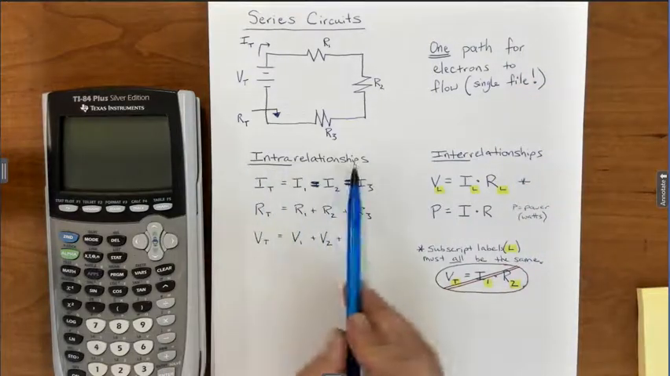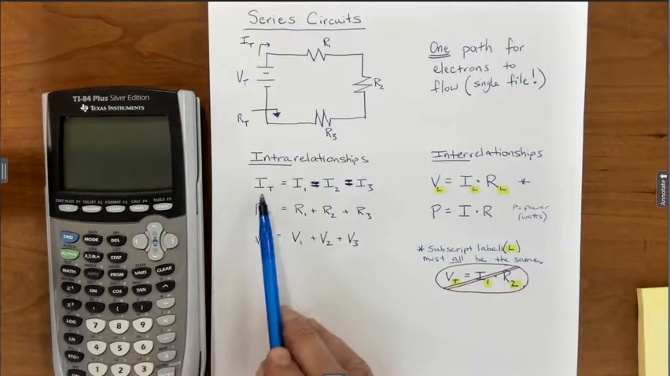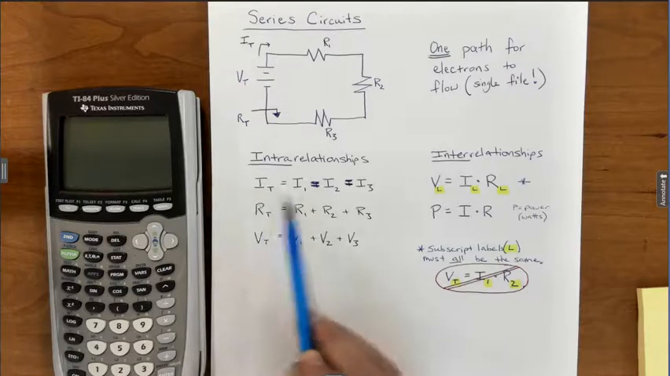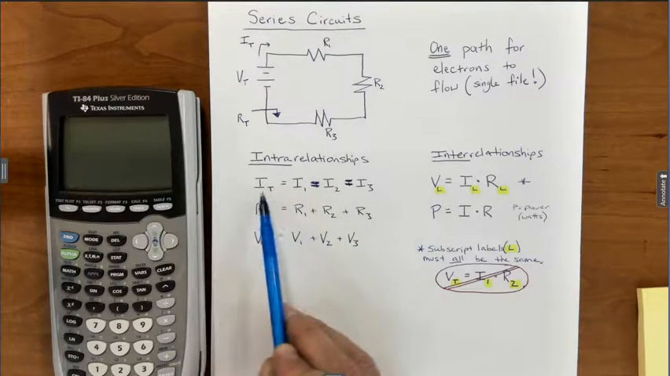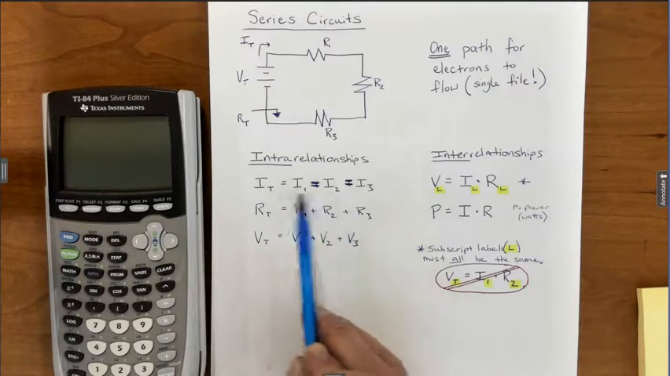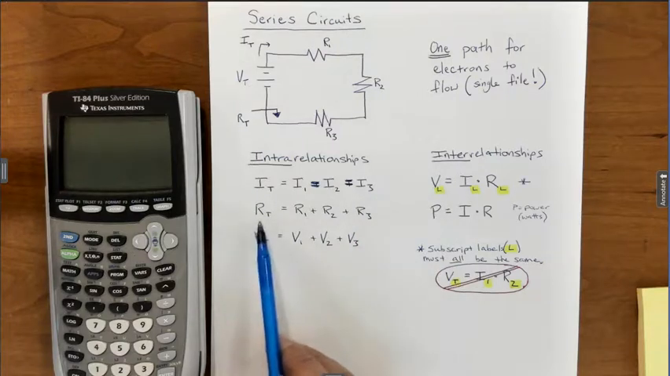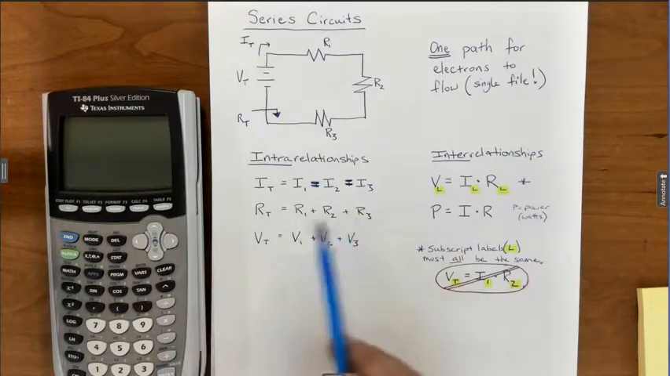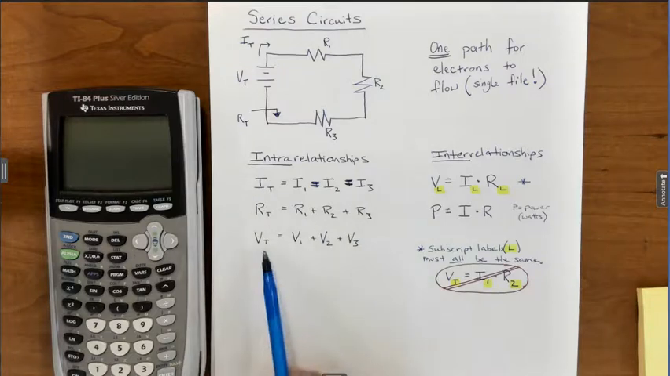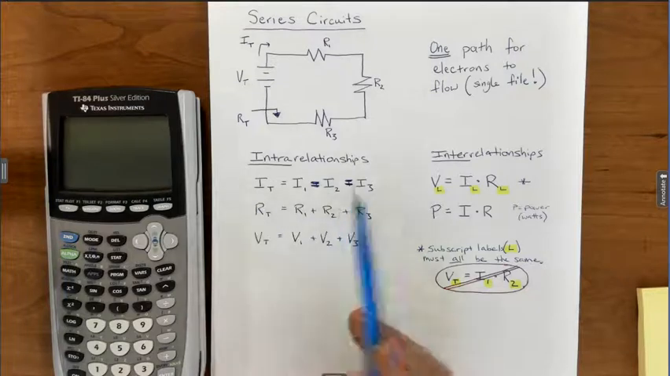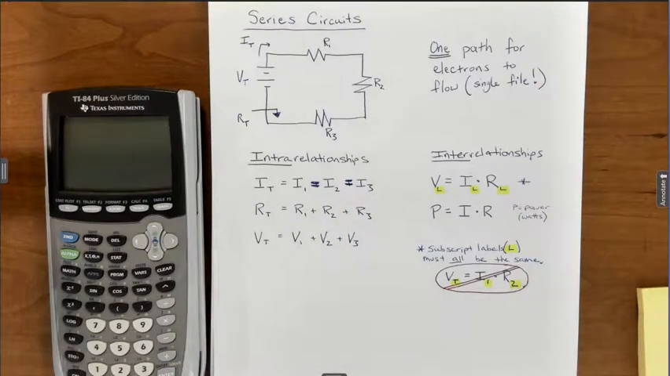So these are intra-relationships to point out. That means they help us understand how a variable relates to itself. So how does current relate to current? The total current relates to how much current flows through each device or each component. And how does total resistance relate to the resistance of each component? And then total voltage relating to the volts of each component. So notice that each equation is using only one type of thing.